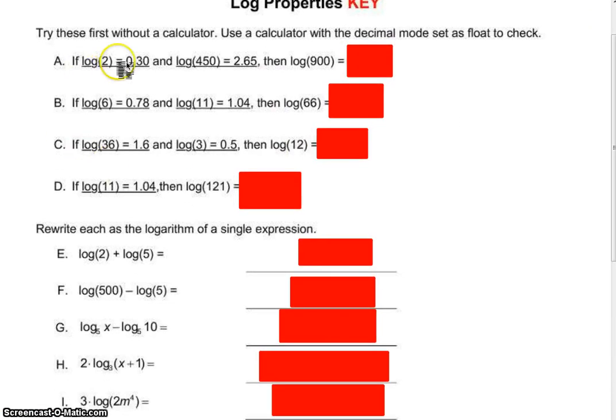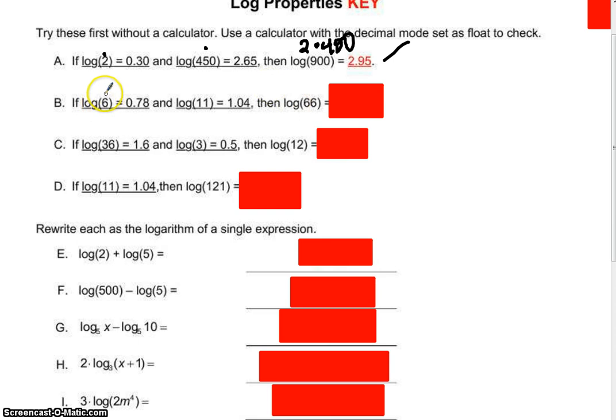If you had log, it would be base 10 because there's not a base written there. Log of 2 is equal to 0.3 and log of 450 is equal to 2.65. Then what is the log of 900? You need to realize that 900 could be rewritten as 2 times 450, and we know that multiplication is actually addition. So this would be like log of 2 plus log of 450. And so you would say 0.3 plus 2.65, and you would get 2.95.